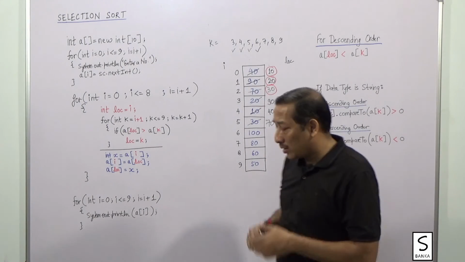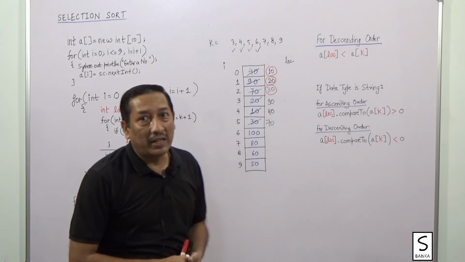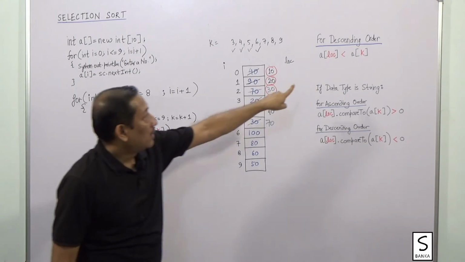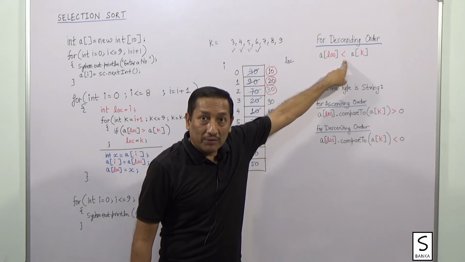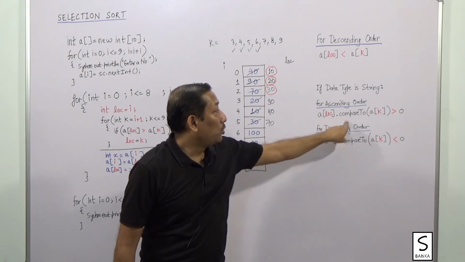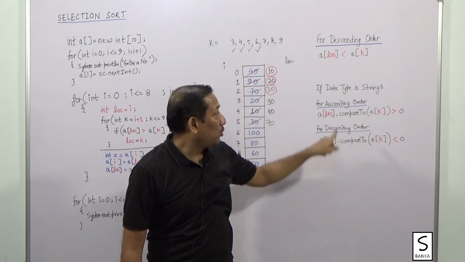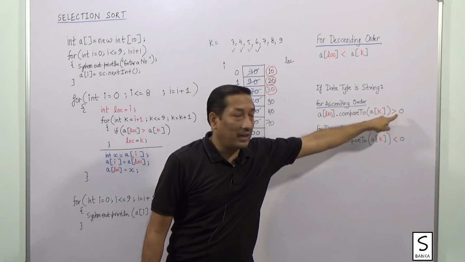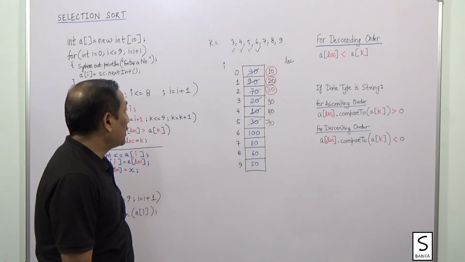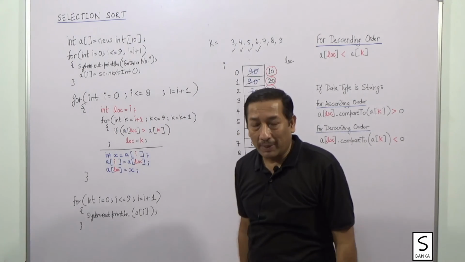Now, what to do if I want to arrange the data in descending order? Minor change: greater than becomes less than. What if the data type of the array is not int but a string? You use compareTo, everything remains the same. You use compareTo greater than 0 for ascending order and less than 0 for descending order. So this is a simple program for the selection sort method.